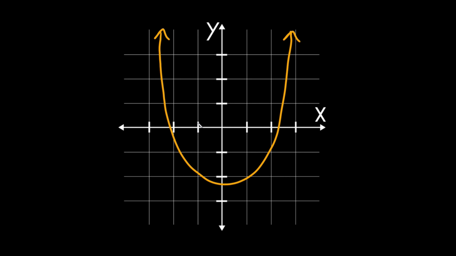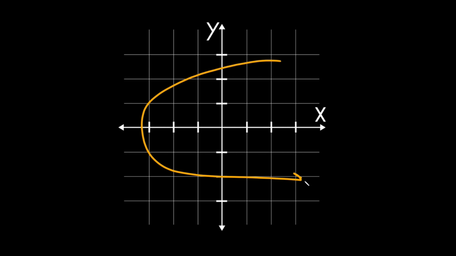Now, what if we changed this parabola up a little bit and actually drew it like that? Now, if we tried the horizontal line test, it actually passes, because it only hits the parabola at a single point.